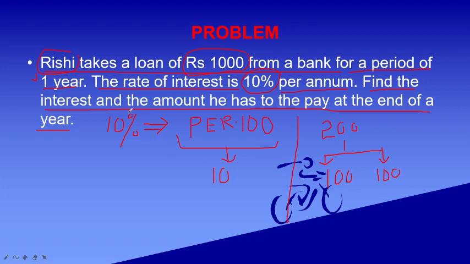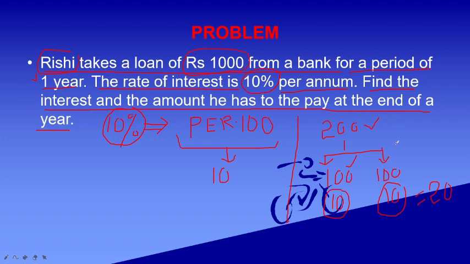So suppose interest is 10%. It means for each 100 rupees the bank will charge 10 rupees, and for the another 100 it is 10 rupees. The chargeable amount is called interest. So 10 plus 10 is rupees 20. 20 rupees is the interest, and the principal amount is 200 rupees.